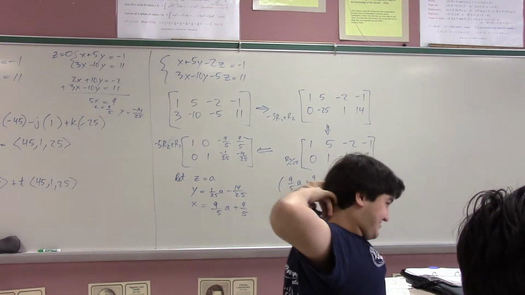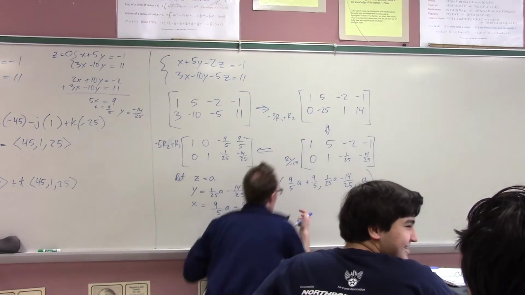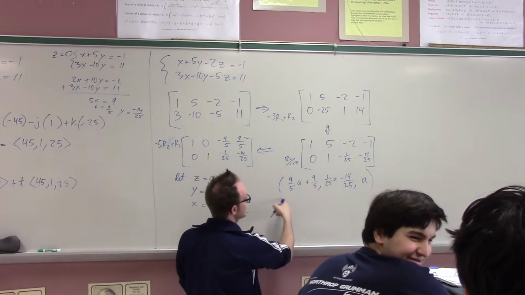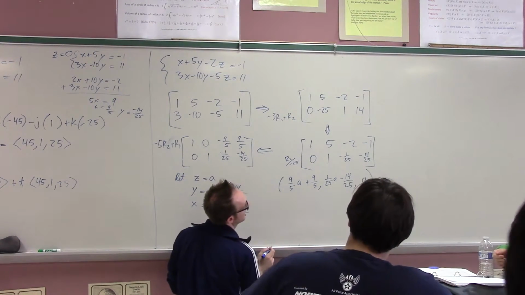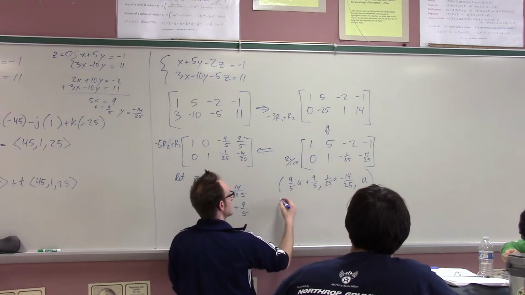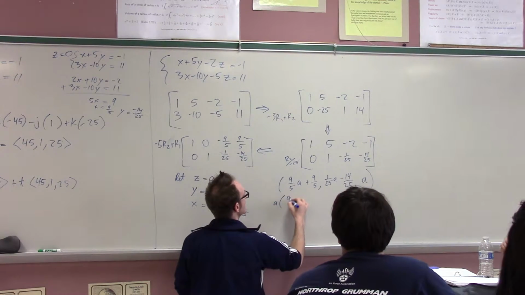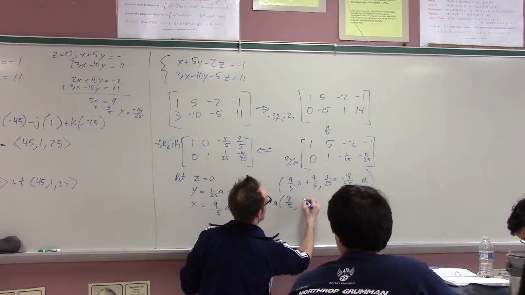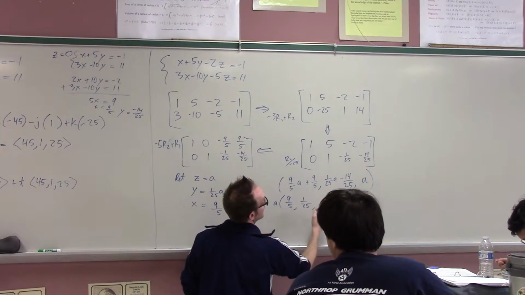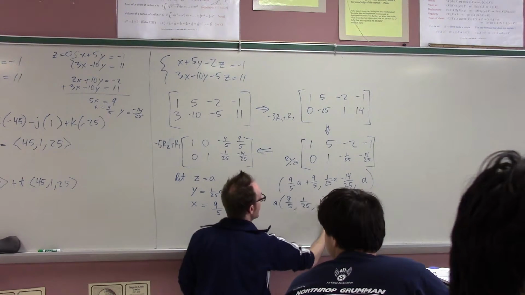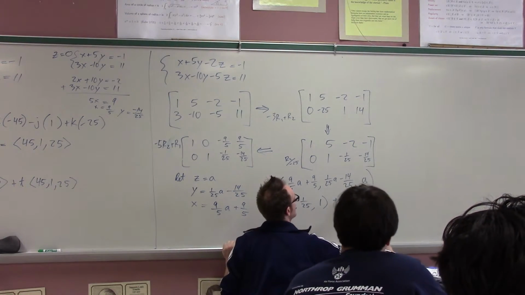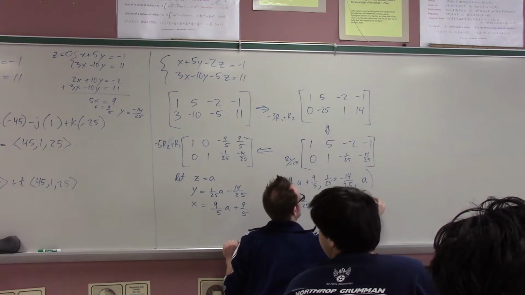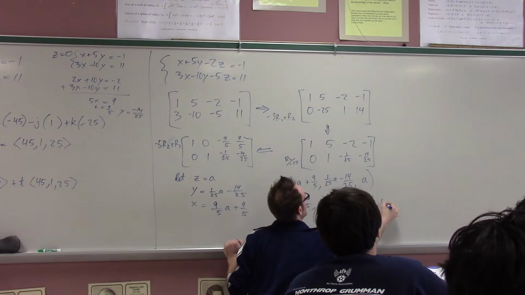Okay, we can rewrite this as, split this up into two pieces. Split this up into the things that have an A in them and the things that don't. So this is really like A times (9/5, 1/25, 1) plus the leftover, which is (9/5, negative 14/25, 0).